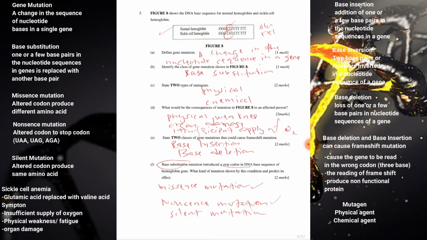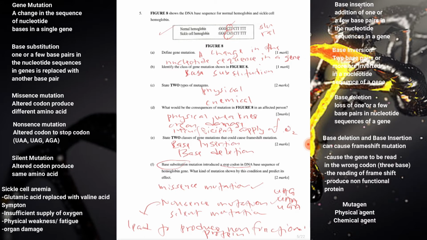Okay, nonsense mutation, it will alter the codon, and it leads to a stop codon, UAG, UAA, UGA. When it alters a codon to a stop codon, we call that nonsense mutation. So nonsense mutation leads to the production of non-functional protein. Silent mutation, the last one, will alter the codon, but that codon will produce the same amino acid like before. It's a silent mutation: it alters the codon, but it produces the same type of amino acid.